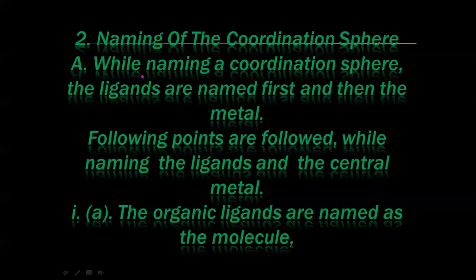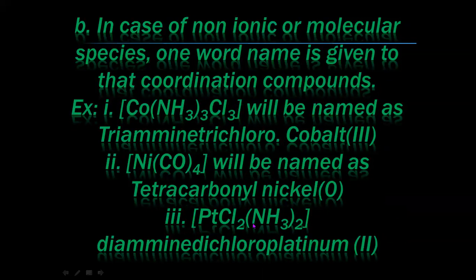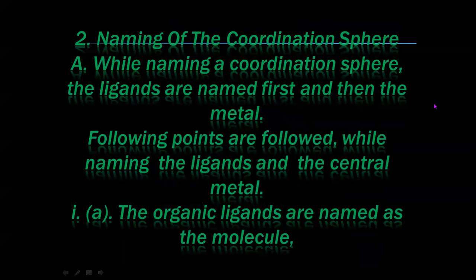First rule is, while naming a coordination sphere, the ligands are named first and then the metal. In the previous examples also, you have seen inside the coordination sphere, which is non-ionizable, we have two things, a ligand and a metal atom or metal ion. Ligand or ligands, because sometimes the coordination number or secondary valency of a metal is satisfied by one ligand or sometimes more than one ligand. So whatever it may be, the ligand's name has to be written first, then the name of the metal ion.